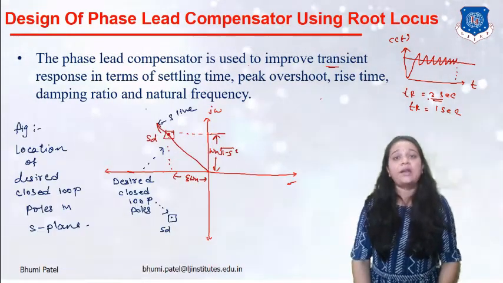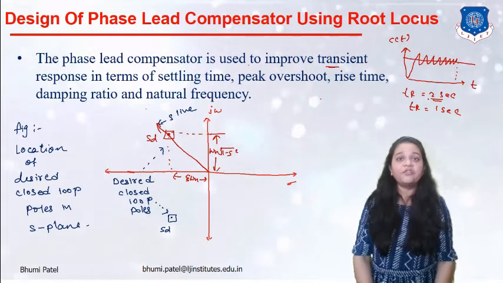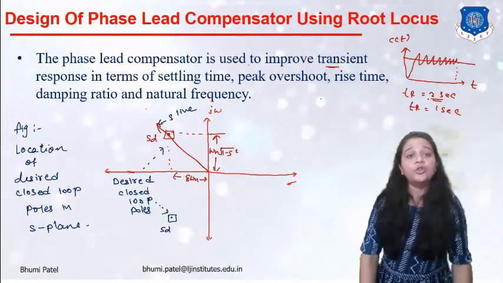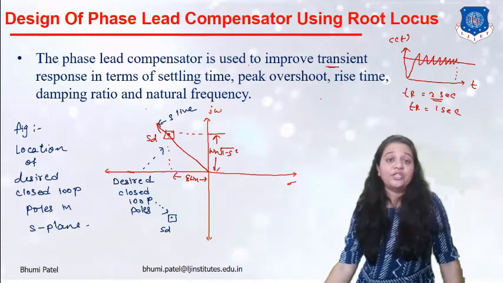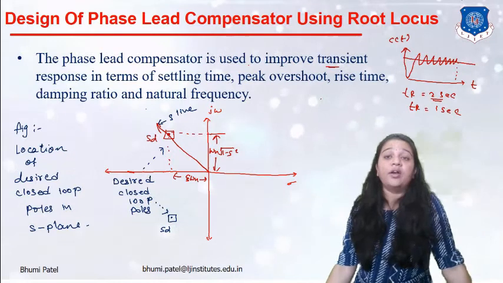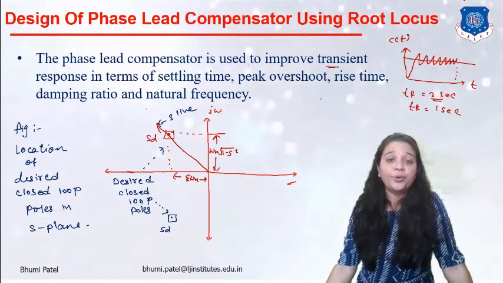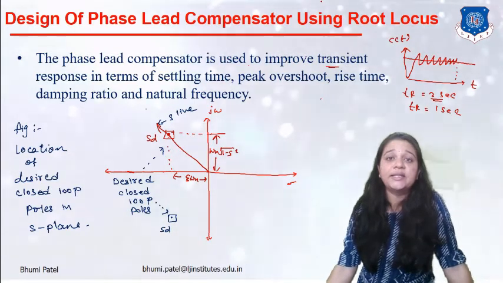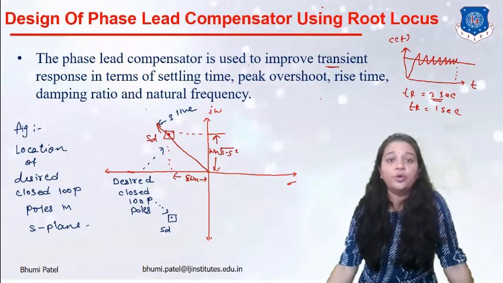Okay, so this is the diagram of the phase lead compensator. Here is the location of the desired closed loop pole in the S plane. The S plane is given, and we can place a desired closed loop pole in the S plane. Here you can see that SD is known as the desired closed loop pole.